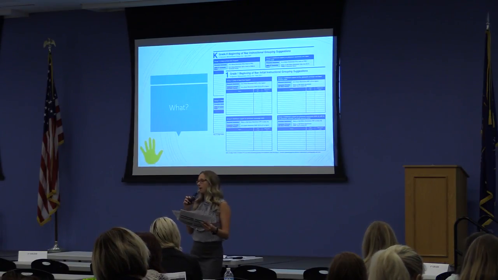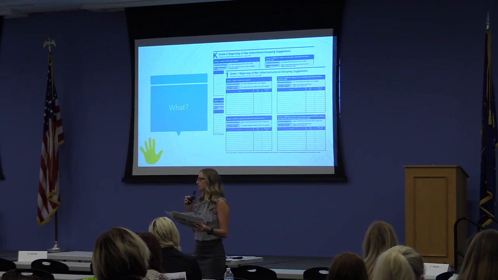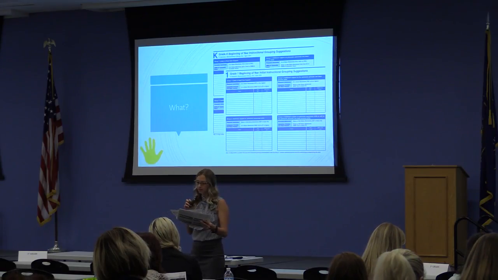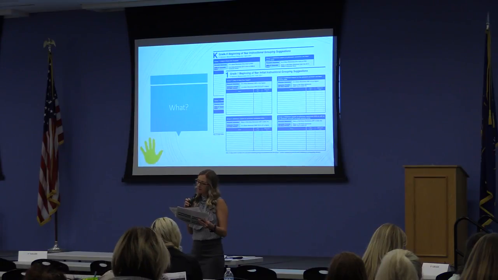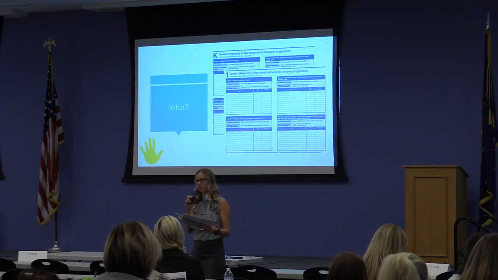And then we look at group four. Group four are the kids who just have a lot of needs, right? These are your lowest kids. Their phonemic awareness is below or well below, and their composite score is below or well below.